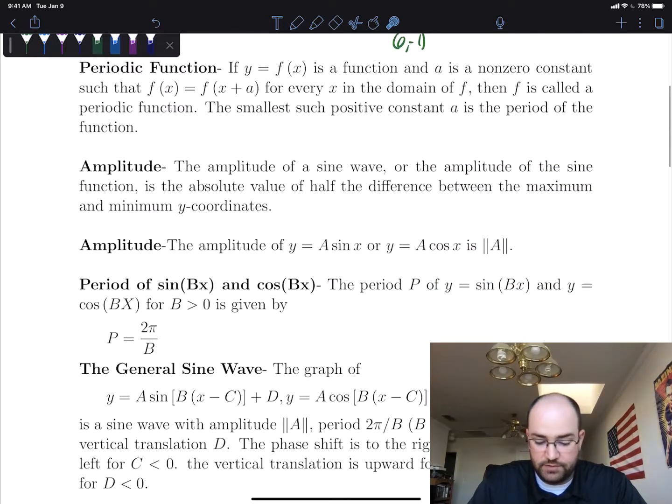Now for periodic functions. All trigonometric functions are periodic functions. If y equals f of x is a function and a is a non-zero constant such that f of x equals f of x plus a for every x in the domain of f, then f is called a periodic function. The smallest such positive constant a is the period of the function.